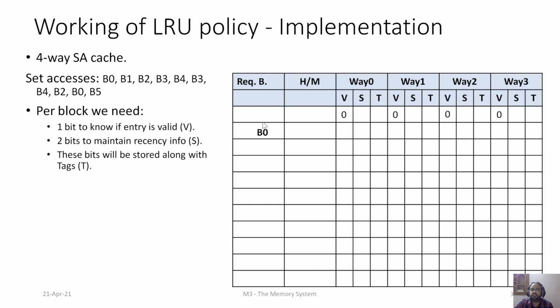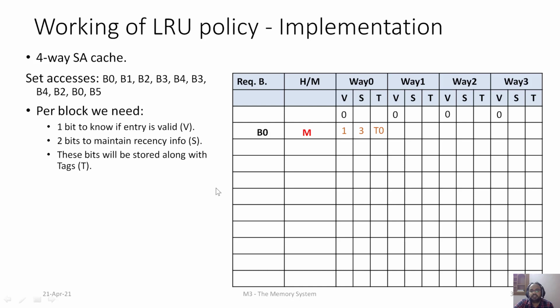Now the very first access was for B0. It is a miss because the cache controller will go and check that all the valid bits are 0 in here. So it is a miss, and it will place B0 in way 0, and it will also set the valid bit to be 1. Let's say that T0 is the tag of B0. And we also need to set the status bits here. The highest value that we can have in a 2-bit counter is 11, so it is 3. That is what is placed here by the cache controller.